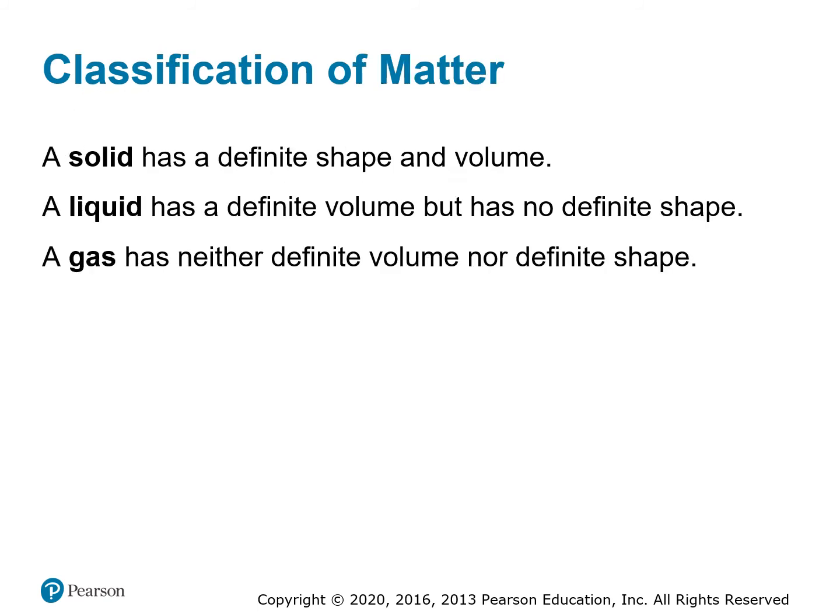So let's classify matter now. Matter is classified as a solid, liquid, or gas. A solid is something that has a definite shape and volume. A liquid has a volume but does not have a definite shape. It takes the shape of the container. And gas, on the other hand, does not have a definite shape or volume. So it takes the shape of the container as well.